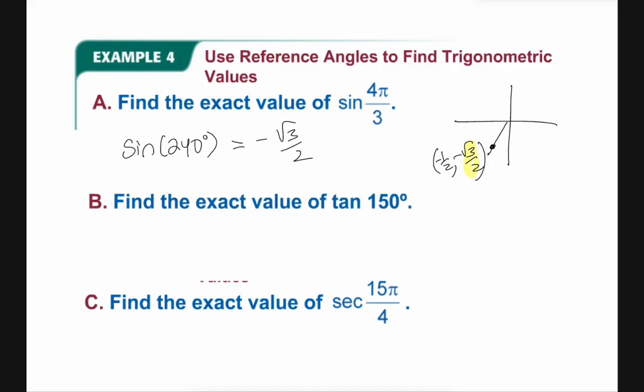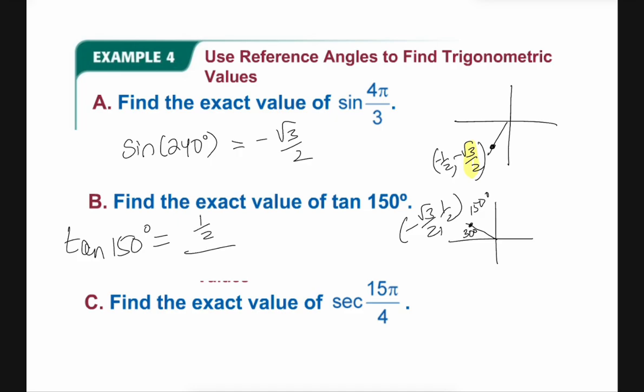Let's talk about 150. 150, if you were to draw it, has a reference of 30. So it's related to our 30 value, but it's in the second quadrant. So instead of square root of 3 over 2, 1/2, let's make it negative square root of 3 over 2, positive 1/2. So the tangent of 150 is the y value, 1/2, over the x value, negative square root of 3 over 2.